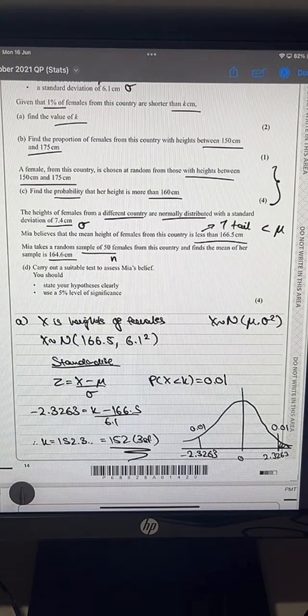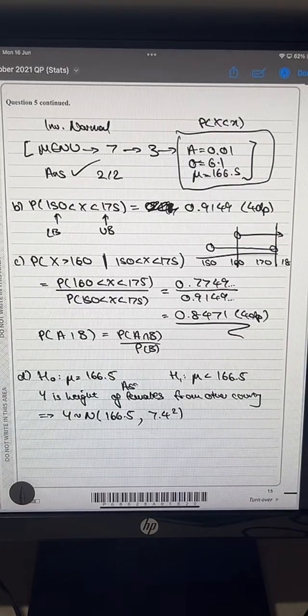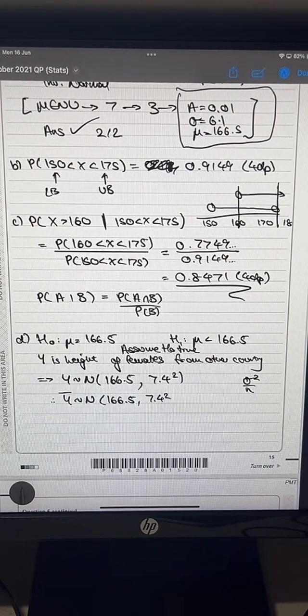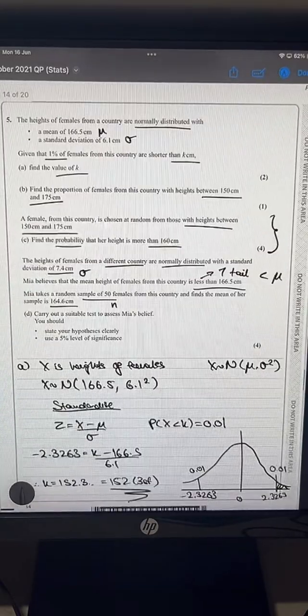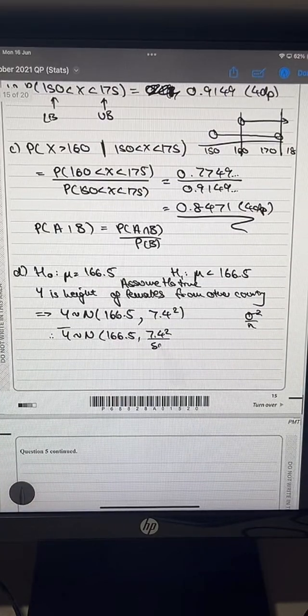Yep. So we have assumed H0 there, so I'm just going to write that out here. Assume H0 is true, so therefore you can use the 166.5. So Y is normally distributed with these values, but I need the normal distribution of the means. So the mean of the sample distribution is 166.5, and here you're just doing sigma squared over n. So 7.4 squared, n is my sample size. What is my sample size here? They've told me it's 50. So we're going to divide this through by 50.